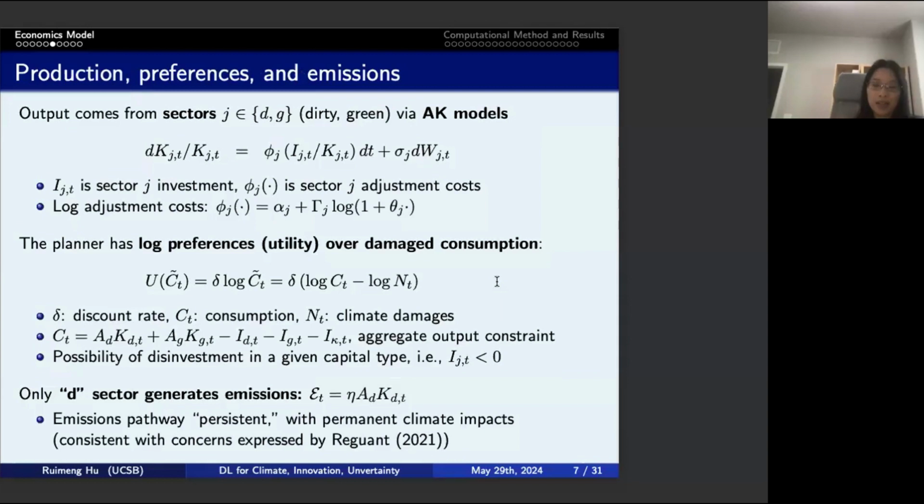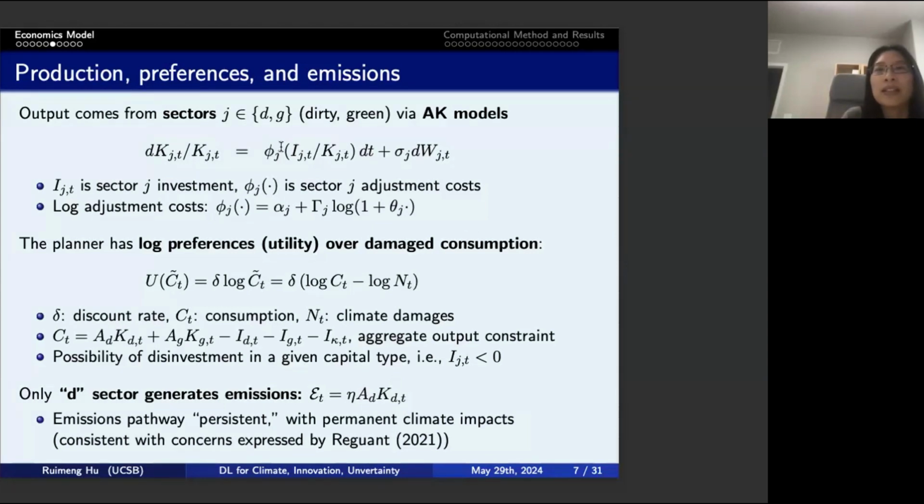Now let's look at the economic side. The previous two relations were about the climate models. For the economic side, we want to talk about how the economy produces, what the social planner's preferences are, and how it contributes to emissions. In the climate part, we consider two sectors, sector D and sector G. D stands for dirty capital and G for green capital, and they follow the AK model. K is the capital for sector J, modeled by a diffusion process, where I is the decision or strategy of sector J: how much money sector J wants to invest in this sector.